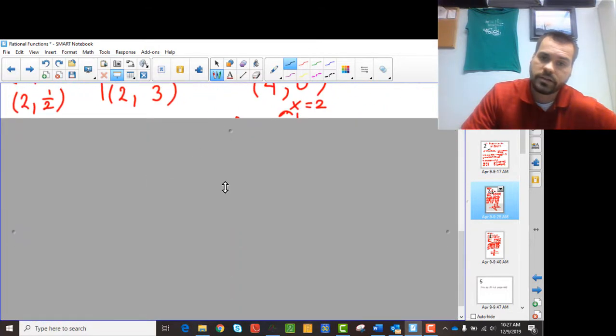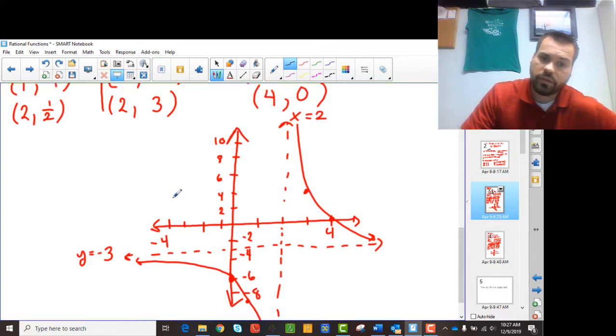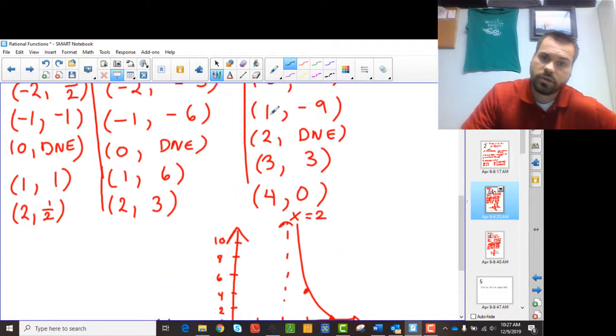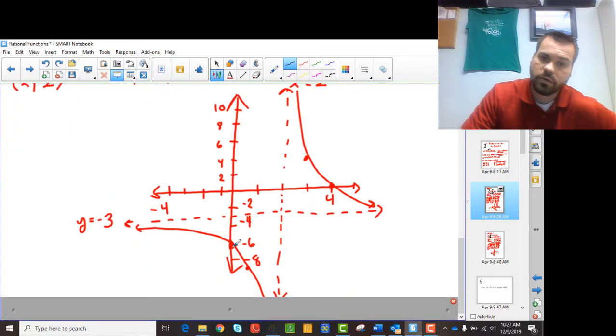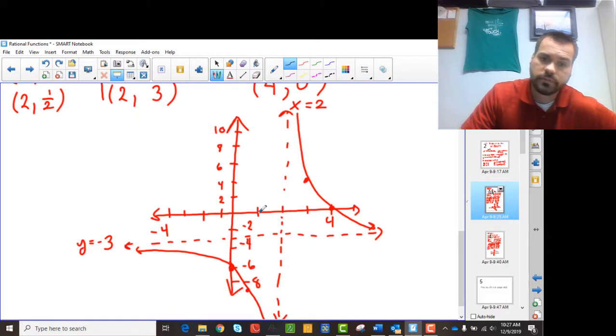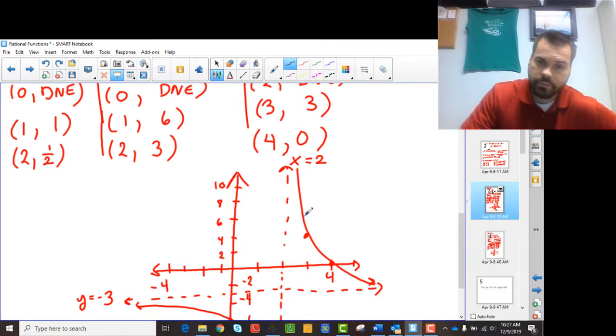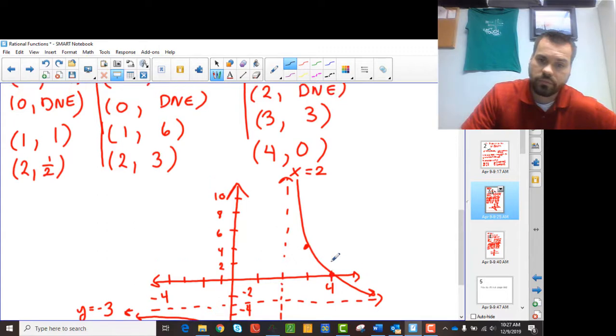So we plot x equals 2 first, that's our vertical asymptote, and y equals -3, that's my horizontal asymptote. So we graph those two first. Then we plot the points that I just found. So the points are 0 and -6. There's that one. Then 1 and -9. So 1 is here and -9. And then I have 2 and does not exist, so I've plotted that already. Then 3 and 3 is right here. And then 4 and 0.